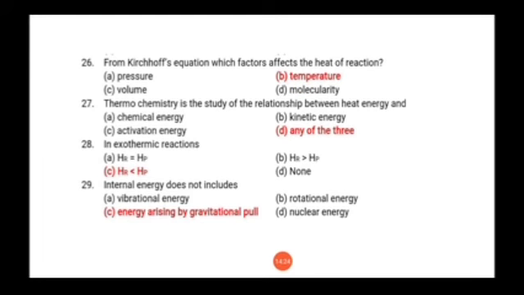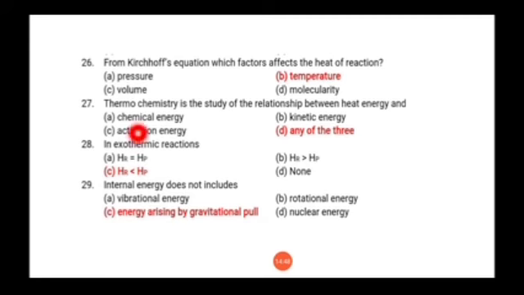So according to Kirchhoff's equation, temperature affects the heat of reaction, and for that you must know the equation of Kirchhoff's equation. So that is delta H2 is equal to delta H1 plus delta Cp in bracket T2 minus T1. So that is temperature term in the equation, so that's why it affects the heat of reaction.